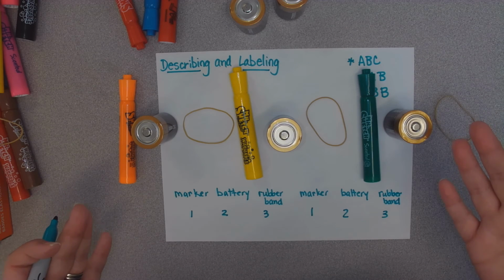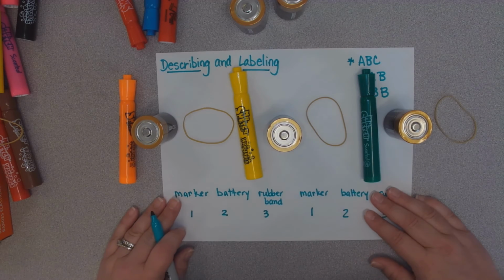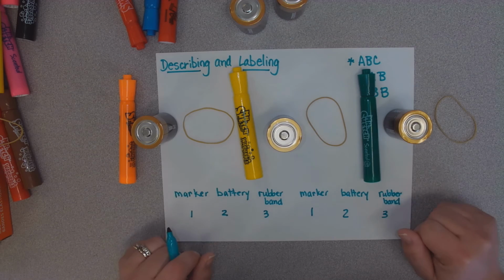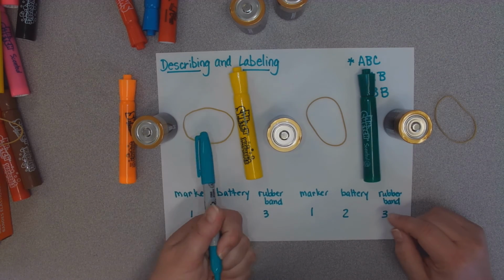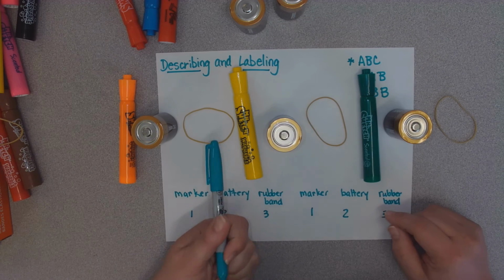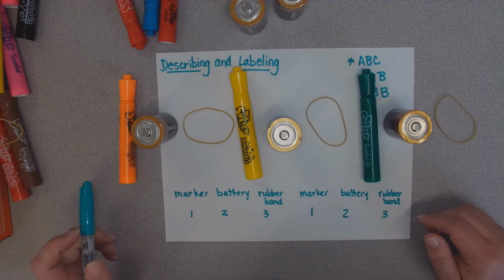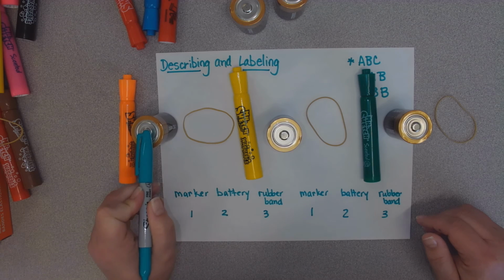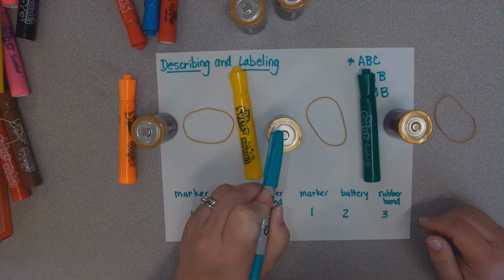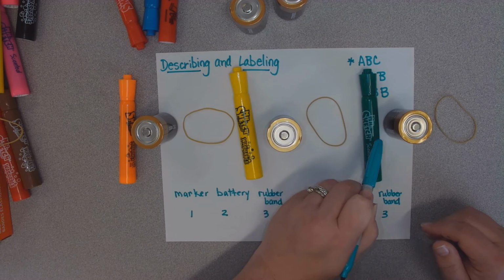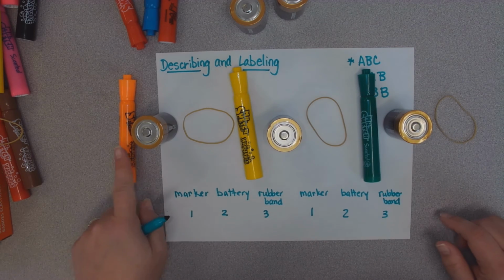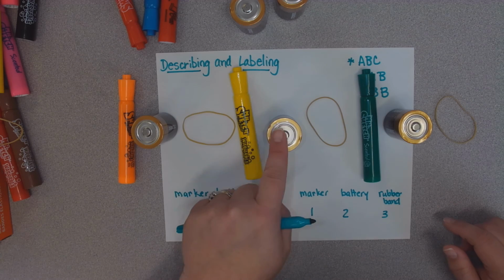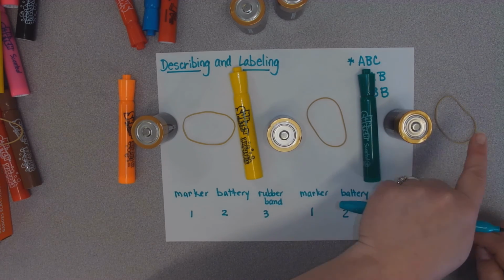If you want to send me a video, you don't have to write this. You just have to say, okay, here's my pattern, Mrs. Becker. I chose the 3 elements of marker and battery and rubber band, and I wanted to make an ABC pattern, so I went marker, battery, rubber band, marker, battery, rubber band, marker, battery, rubber band. And I'm going to label it with numbers. 1, 2, 3, 1, 2, 3, 1, 2, 3.